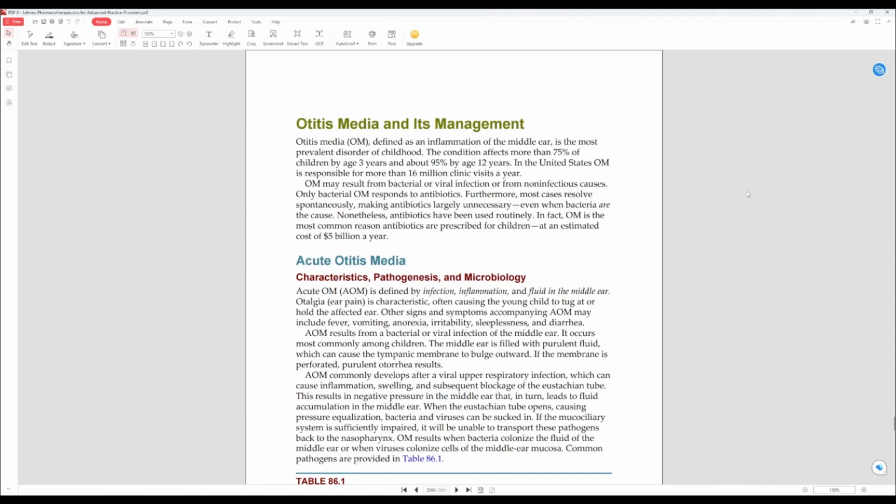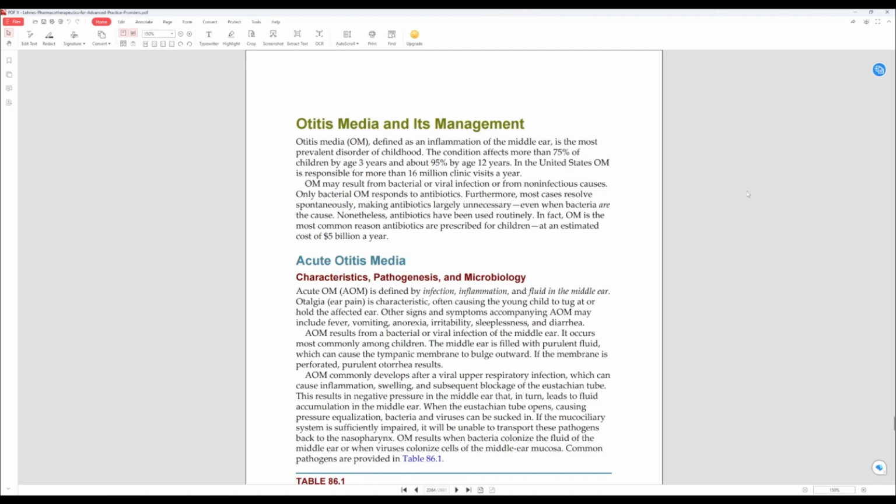Otitis media and its management. Otitis media, also known as OM, is defined as an inflammation of the middle ear. It is the most prevalent disorder during childhood. The condition affects more than 75% of children by age 3 and about 95% of children by age 12. In the United States alone, OM is responsible for more than 16 million clinical visits annually.